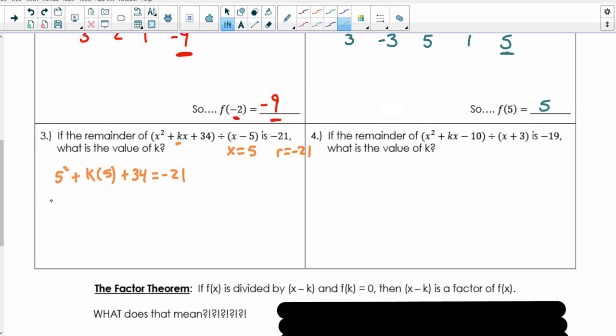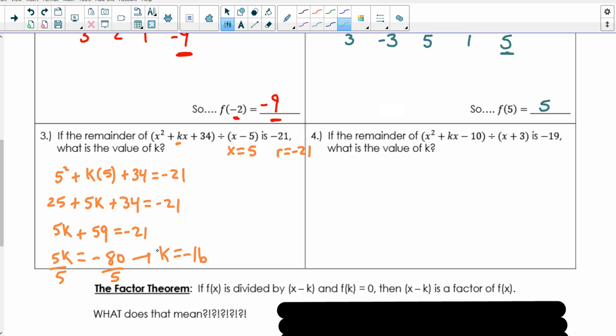Okay, so 5 squared is 25 plus 5k plus 34 equals negative 21. Add together my constants, I get 5k plus 59 equals negative 21. Subtract 59, I get negative 80. Divide by 5, I get that k equals negative 16. So what is the value of k? k is negative 16. Alright, try it again.